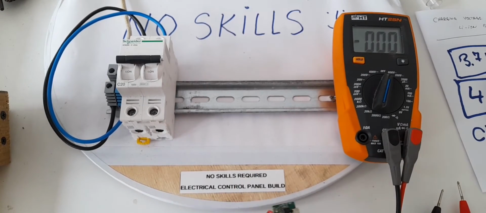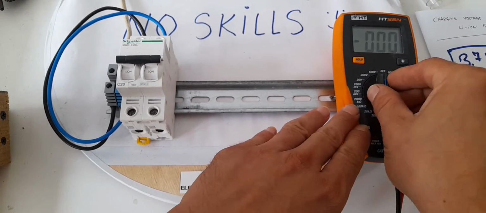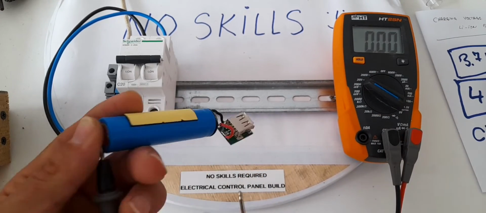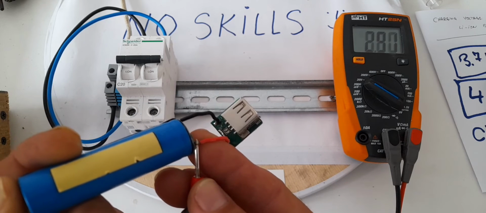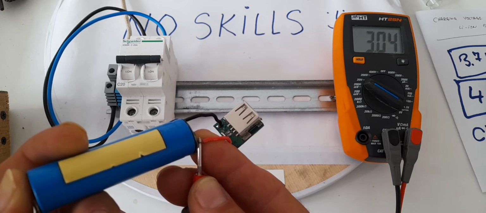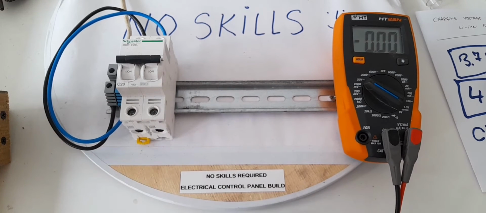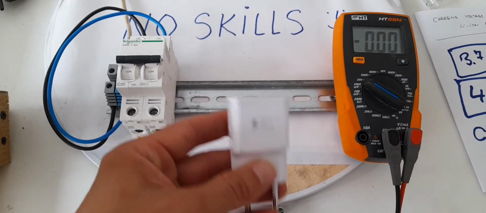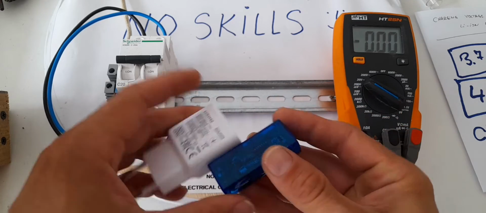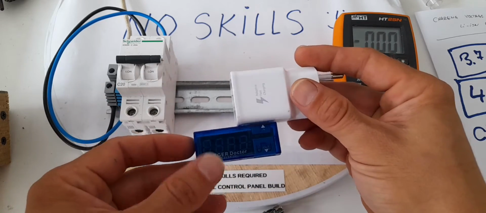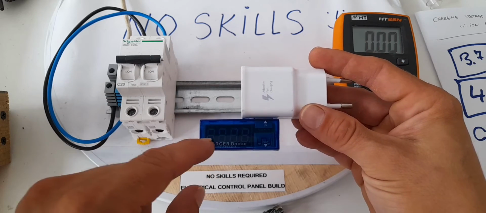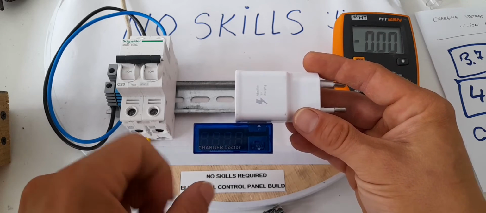Now we're going to measure the battery. We're going to put it on the DC volts. Here we go. This is the minus terminal, and the plus should be here. Here we go, we got 3.4 volts on the battery. Now we do have a charging port and I do have this charging indicator. You saw this one in my previous videos, you can check it out in the links or in the playlist. This one is going to show you the voltage and the amps as well.